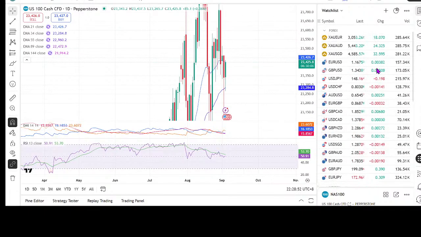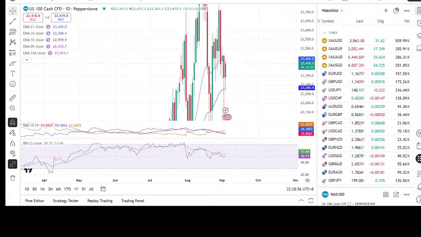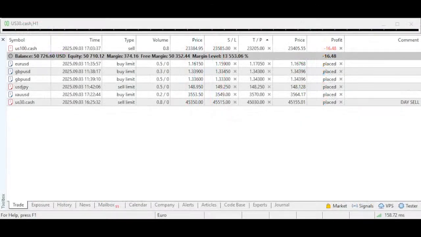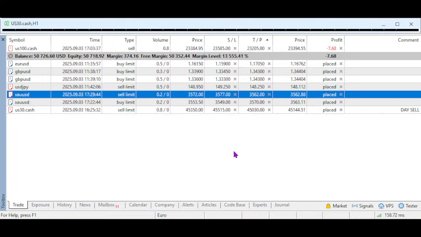Okay, so let's try this trade. Sell at 35.72, stop 35.77, volume 0.2, and TP 35.62. And this will give about 2 hours from now, 2 to 3 hours.